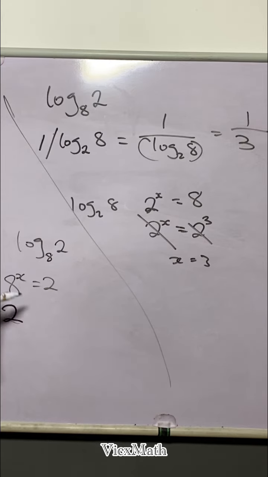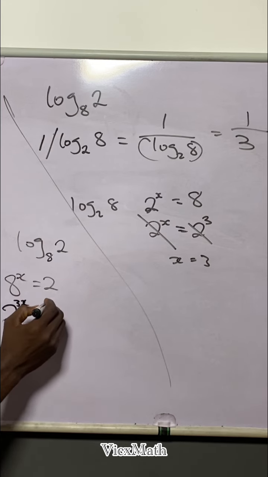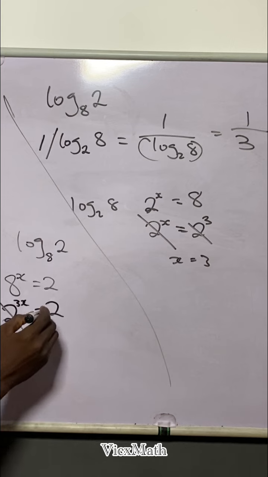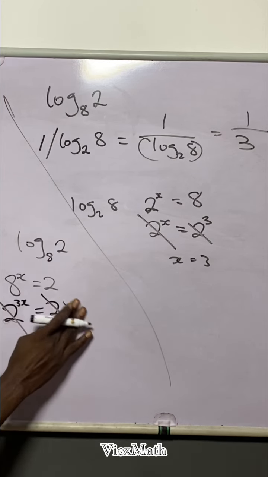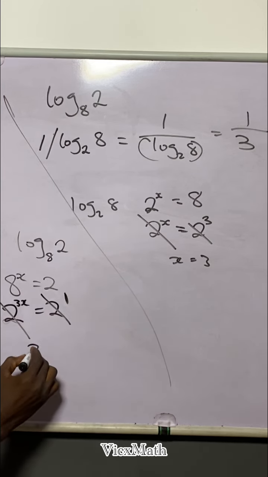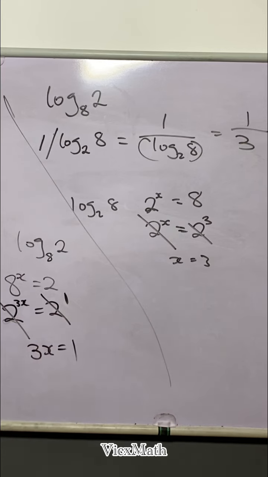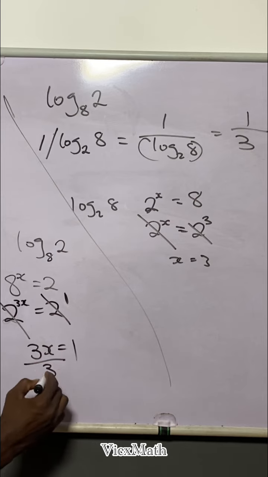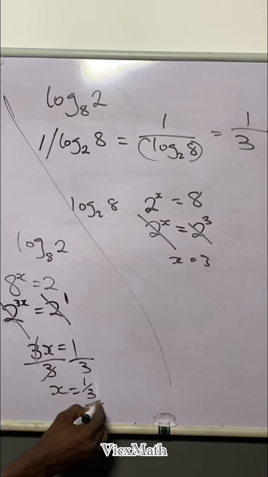So you can say 2 raised to power 3 will give us 8. So 2 raised to power 3 of x means 3x is equal to what? 2 raised to power 1. Now, this base can cancel this base, are you with me? So we'll be having 3x equals 1, not raised to power again. 3x equals 1. Divide both sides by 3. This cancels this. x is equal to 1 over 3. This is the answer to the question.